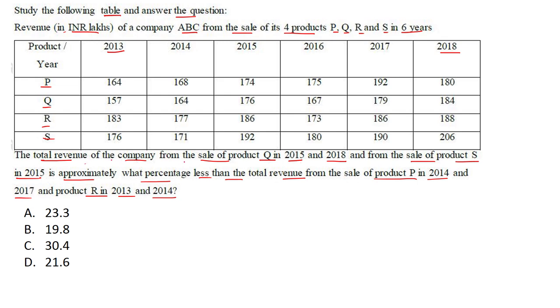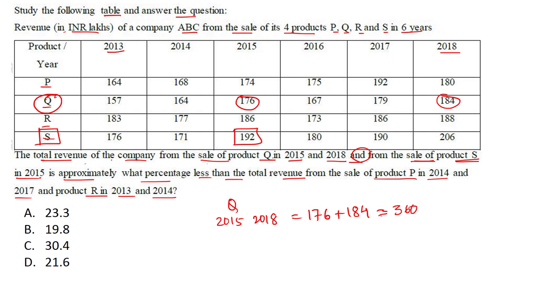Total revenue of the company from sale of product Q in 2015 and 2018, both. So Q is over here, 2015 is this, 2018 is this. What is the total sale of the product over here? 176 plus 184 comes out to be 360. And from the sale of product S, S also has to be added into it. S in 2015, what is the sale? 192 in 2015. I am going to add 192. This is the sale of S in 2015.